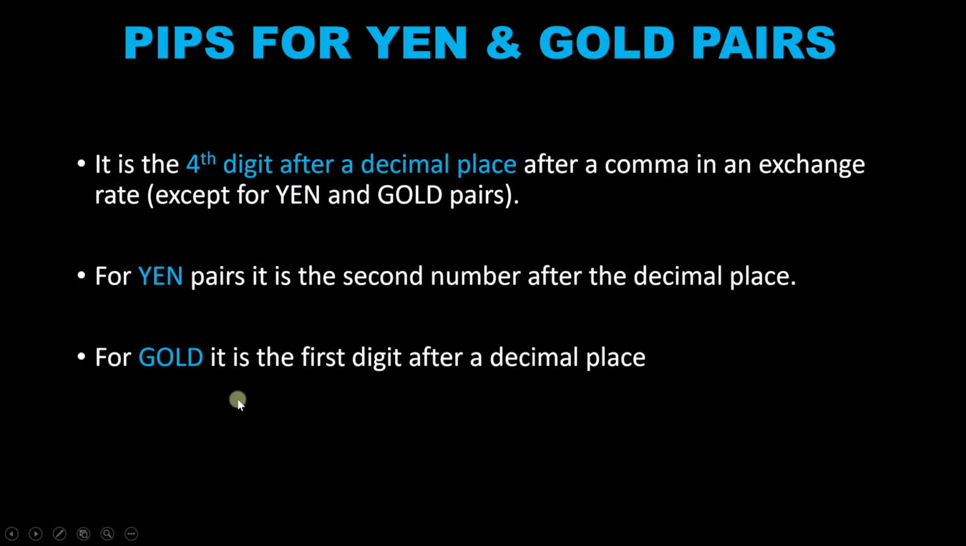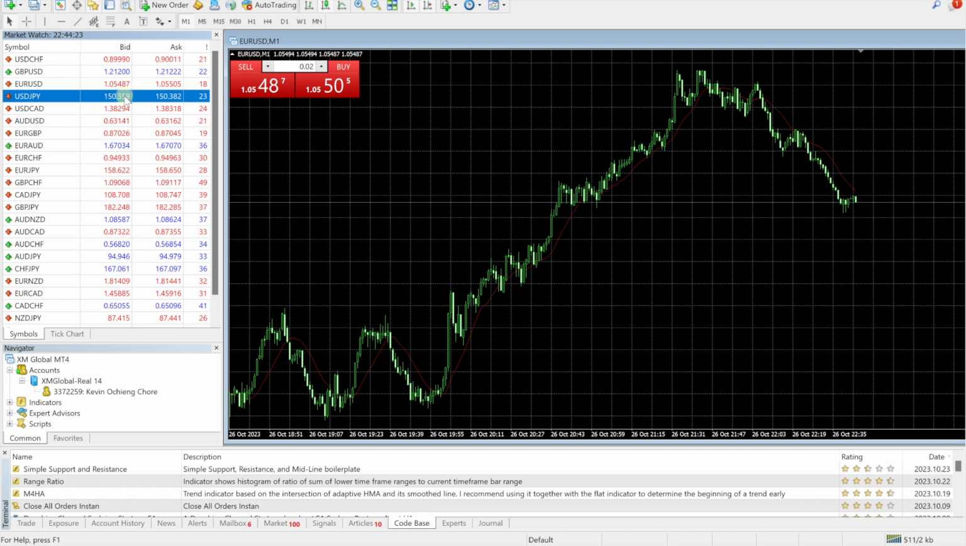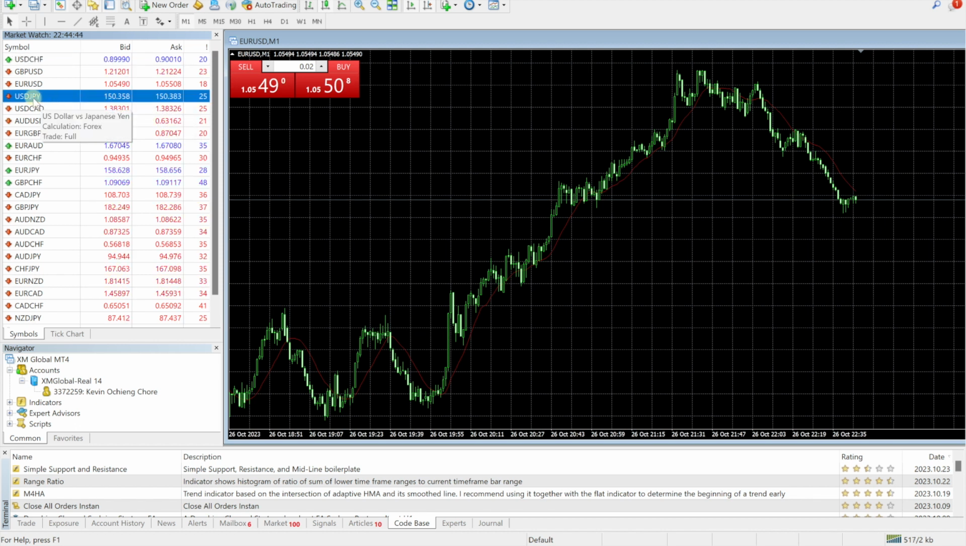There are types of pips here, right? For yen and gold pairs and any other normal currency. As you can see, this is a JPY. You see, it's a different one. Each and every symbol without JPY has 5 digits. So you see, this one has 5 digits, this one has 5 digits. But when we see any pair with the JPY, then it is 3 digits. So that's what we're going to look at.